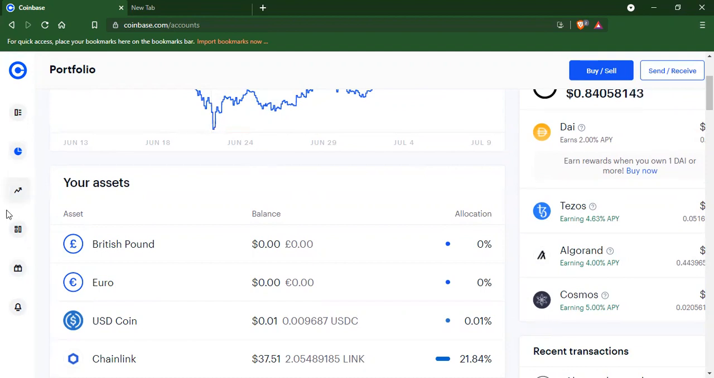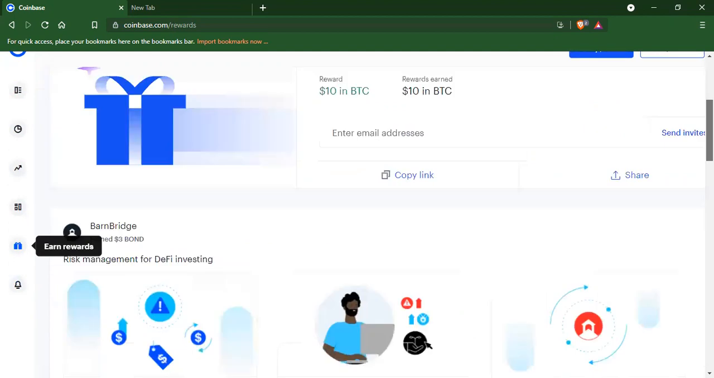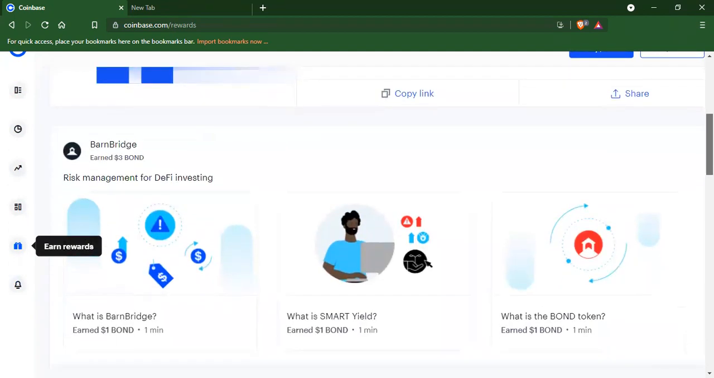So it's just a way to put your crypto to work instead of it just gathering dust in your portfolio. So it's an effective way to earn a little bit of passive income.